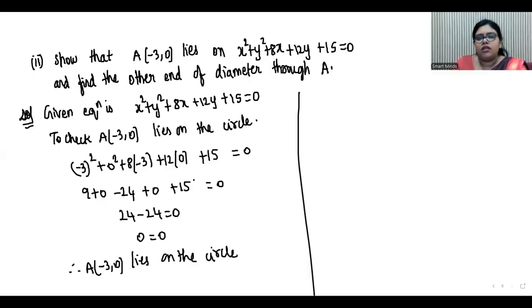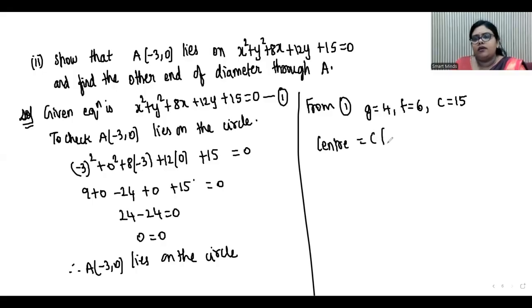Now let us mark the circle equation as equation number 1. From equation number 1, let's find g, f, c. g is half of the coefficient of x, that is 4. f is half of the coefficient of y, that is 6. And the constant c is 15. Now what is the center? The formula is (-g, -f), that is (-4, -6).